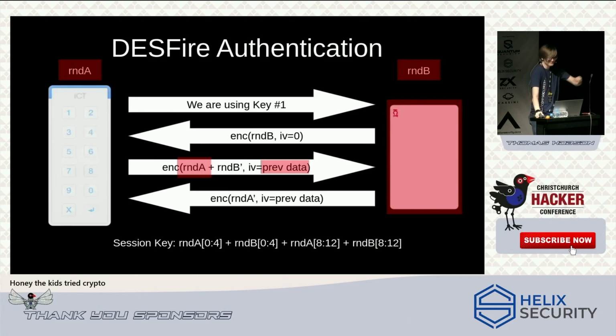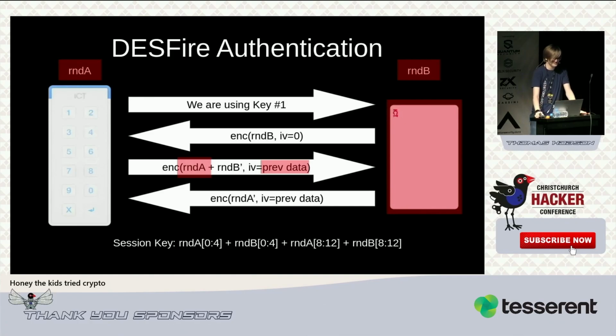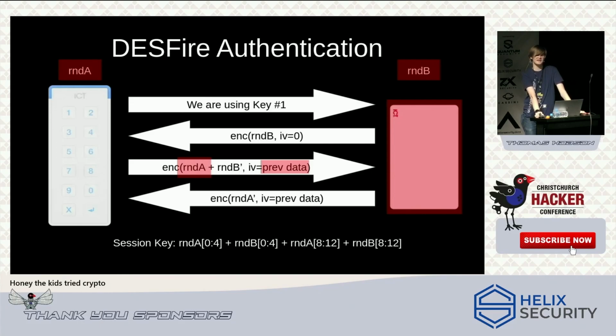And if you recall from a few slides ago, the CBC thing, this IV gets XORed with the plaintext of random A. So this gives us an encryption primitive, which will allow us to forge this entire negotiation with the reader. That means we can then pretend to be a reader. Also, the random number generator on the reader only has 8,000 unique values that it will generate.